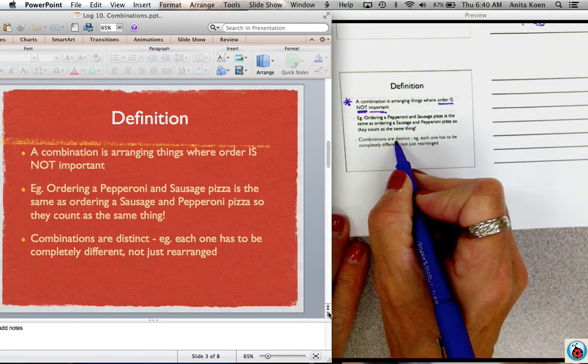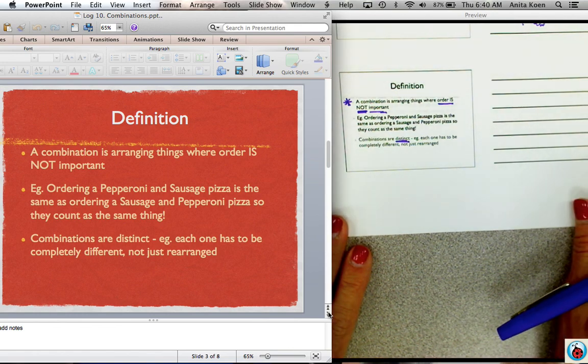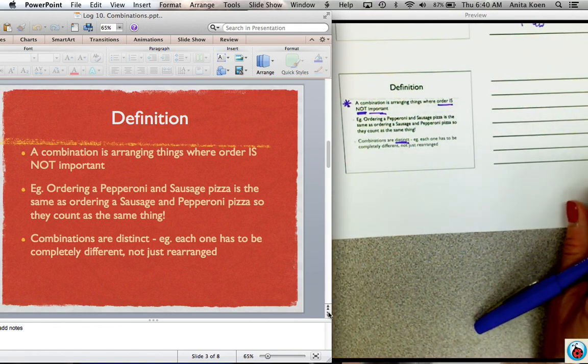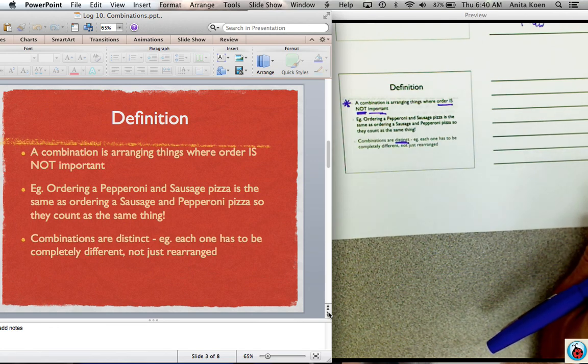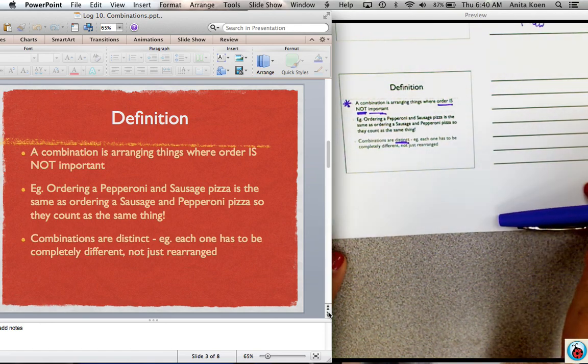Combinations are distinct. Well, what does that mean? It means each one has to be completely different, not just rearranged. So pepperoni sausage pizza is the same as sausage pepperoni. But pepperoni sausage pizza is not the same as pepperoni onion. That's two distinct pizzas.